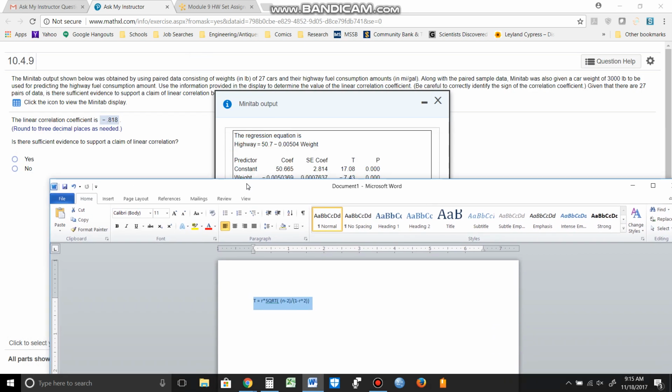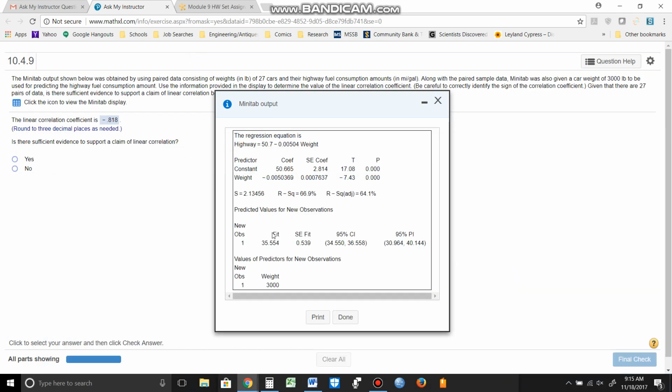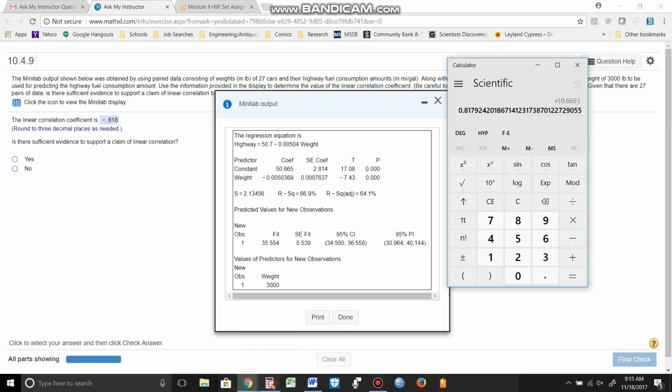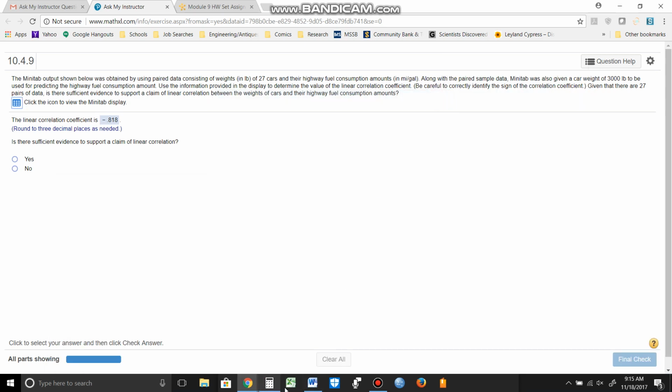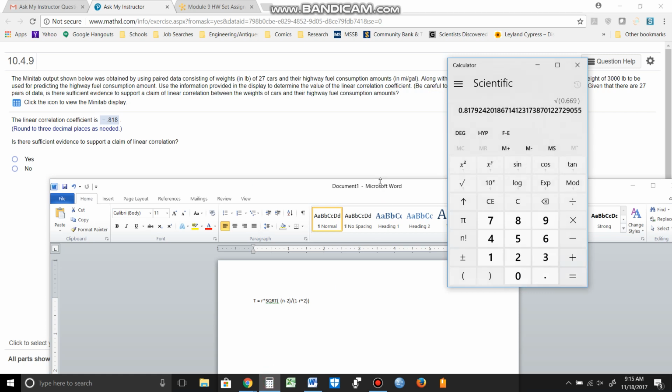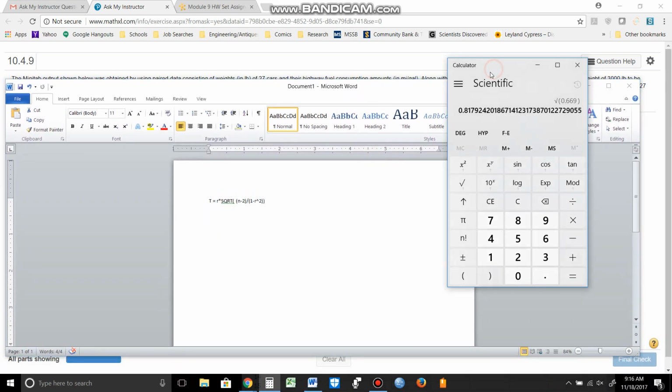If you look here, let's see, how many samples of data? We have 27 pairs of data. So that means that when we actually perform this, let me bring the formula back up here so you can see it real quick. So here's the formula and here's my calculator. We have 27 pairs, so n is 27. So let's go ahead and make this calculation.